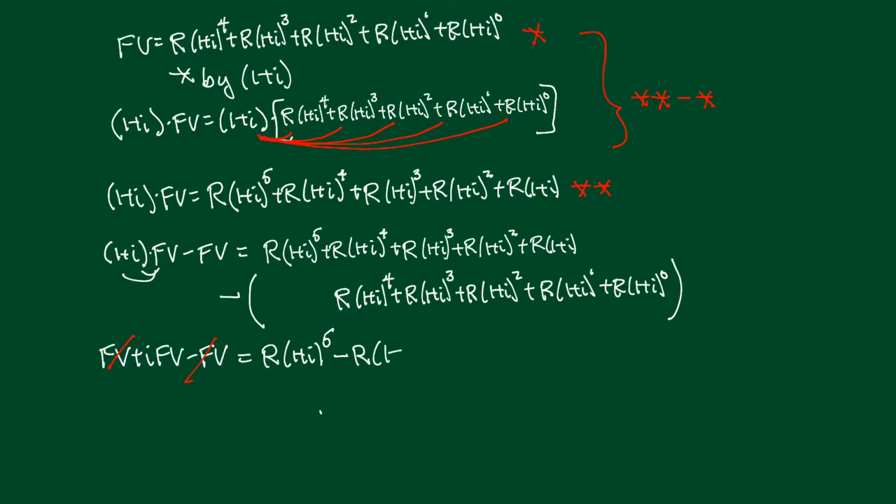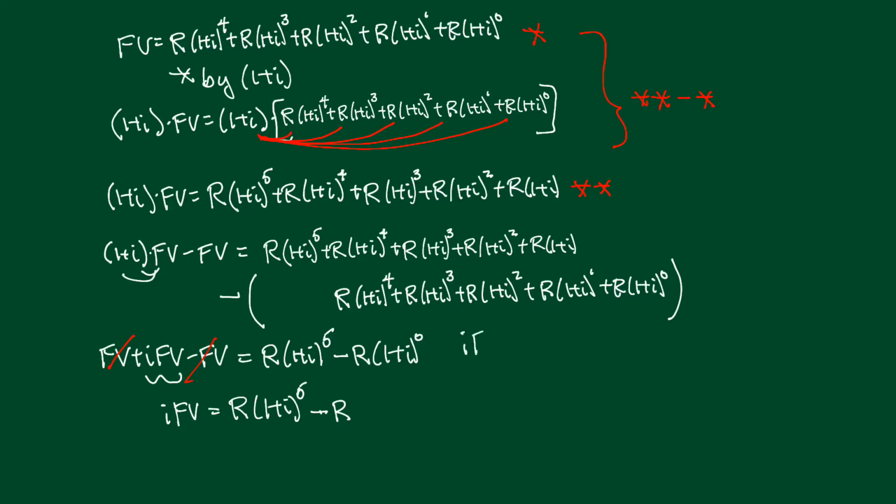Now, I'll write it. 1 plus I to the 0. But that's really, here's what we're left with then, right? We're left with this one. I FV equals R, 1 plus I to the 5th minus, now, just write this. 1 plus I to the 0, that's just 1. 1 times R is just R. Now, we've almost got it here.